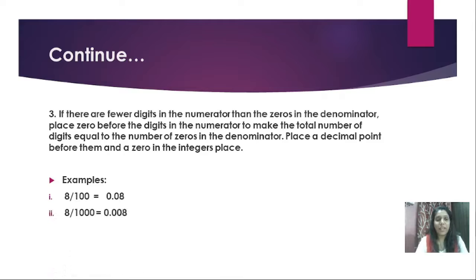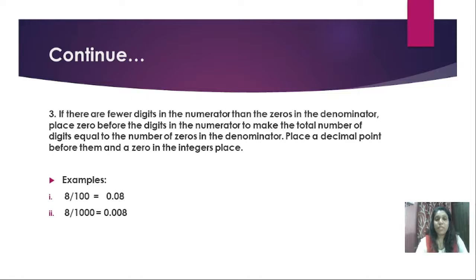Okay? One more example. 8 divided by 1000. How many zeros in the denominator? 3 zeros. So we have one digit in the numerator. Now we need to add 2 more digits. Then it will become 3 zeros. Right? So 8, 0, 0. Then add a point. Then 0. This is the way you write the third statement.